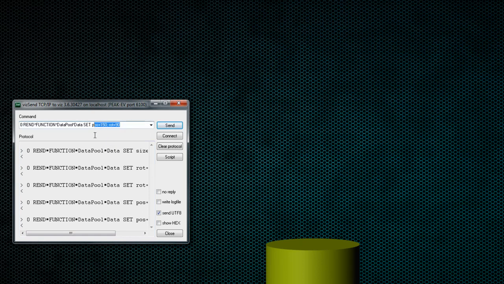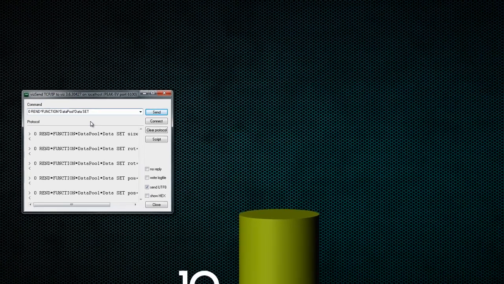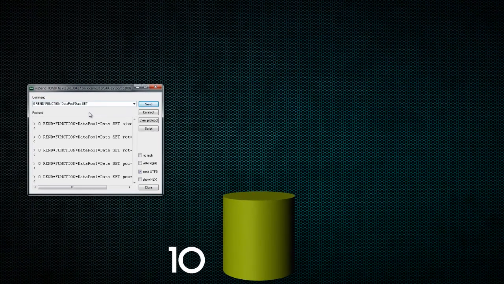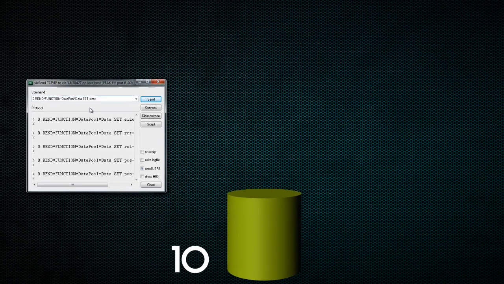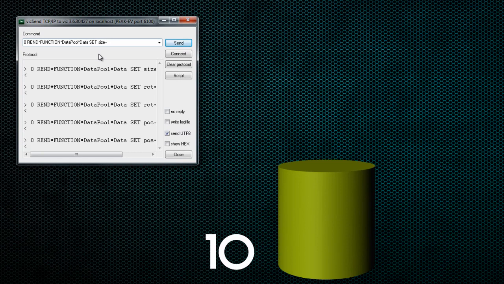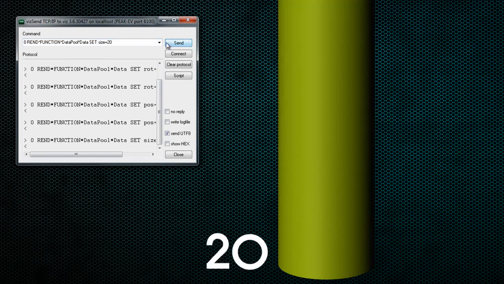Like last time we sent two commands, this time we're actually sending one command to two plugins. So we know the field name that we gave it, which was size, and I'm just going to type in size right here, and let's say we want it equal to 20. When I hit send, the number should change and the size of the cylinder should change.